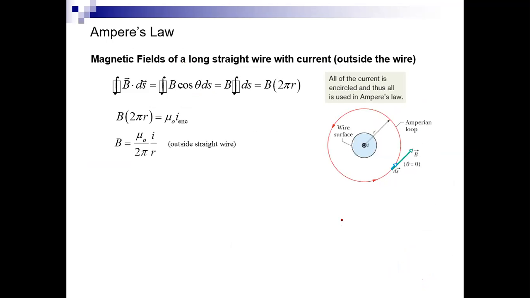Now, the magnetic field of a long straight wire with current, outside the wire. This example was already solved by Biot-Savart's law. With the help of Ampere's law, it is very easy to determine the magnetic field due to a wire at some point away from the wire. This is the wire given here. It has a small diameter, and the radius of the Amperian loop is smaller.